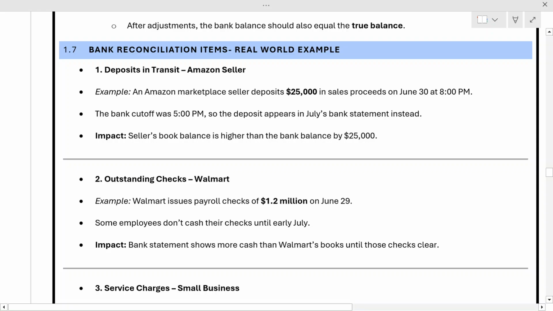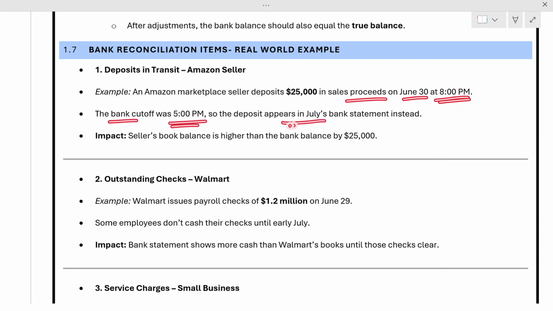Okay, now let's try to see some of the bank reconciliation items and the real world examples corresponding to them. So let's see the deposit in transit case for an Amazon seller. An Amazon marketplace seller deposits $25,000 in sales proceeds on June 30th at 8 p.m. Now, the bank's cutoff was 5 p.m., so the deposit appears in July's bank statement instead, right?